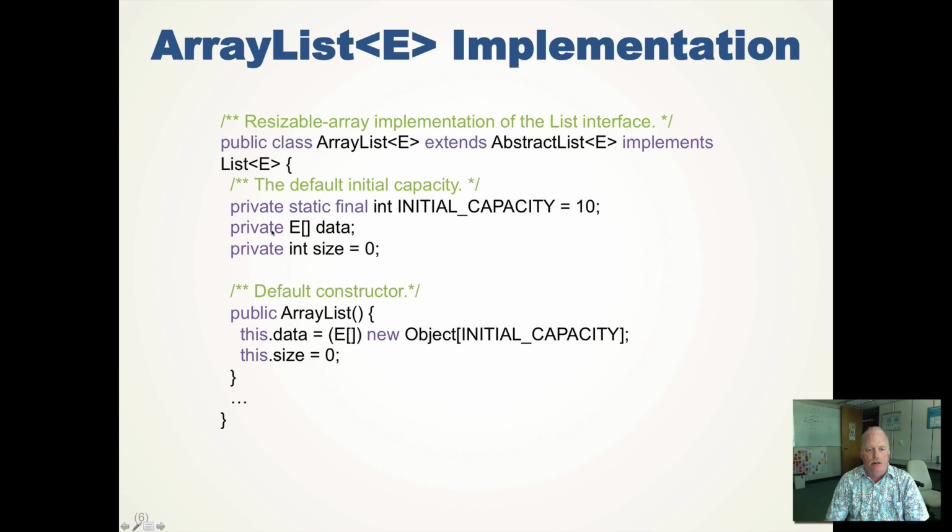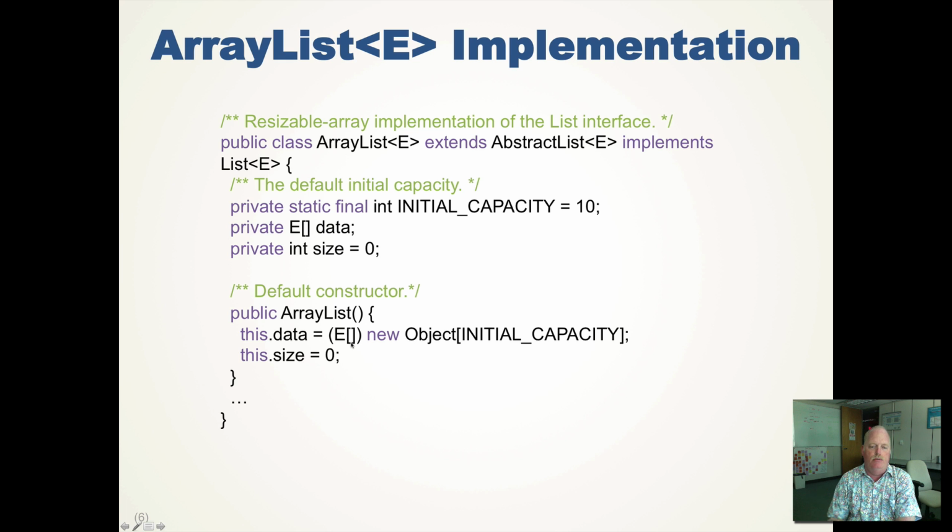How big are we going to make the array when we construct an empty list? Instead of using magic numbers, we declare the variable. We have our data array, which is what will hold the data in our list, and we have to keep track of the size, because the size of the array is not the size of our list. So how do we construct one? We set the data to a new object array of initial capacity that we cast to the type of E.